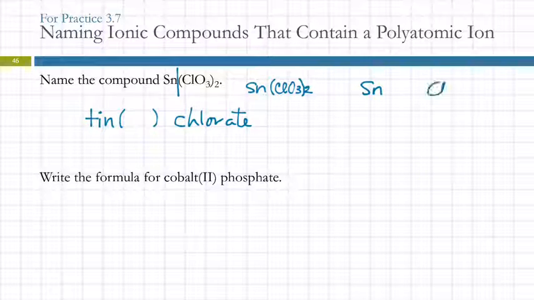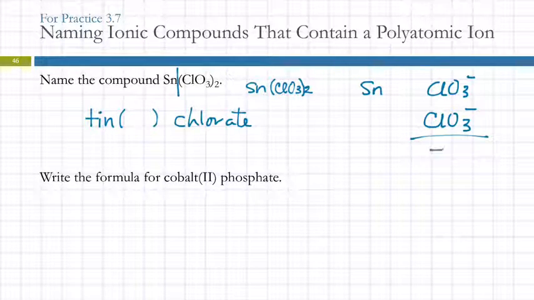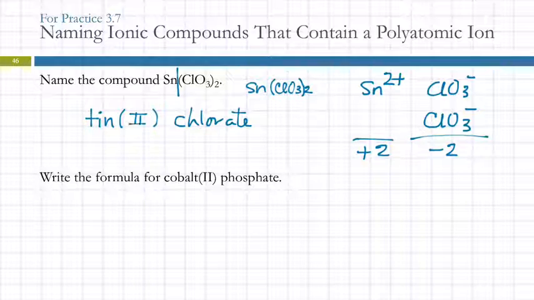So I've got tin and I've got 2 chlorate ions. What's the charge on a chlorate ion? -1. So there's 2 of those. That's a total of -2 charge. I must have a total of +2 charge for all the charges to add up to 0. So that means my tin has a +2 charge. That tells me the Roman numeral. So tin(II) chlorate. Any questions?